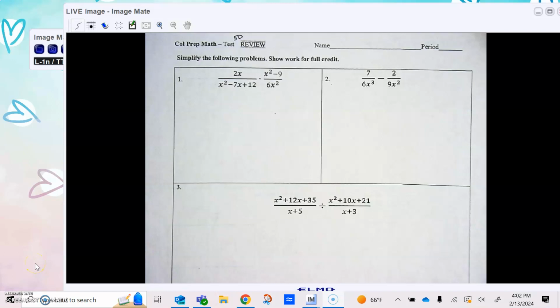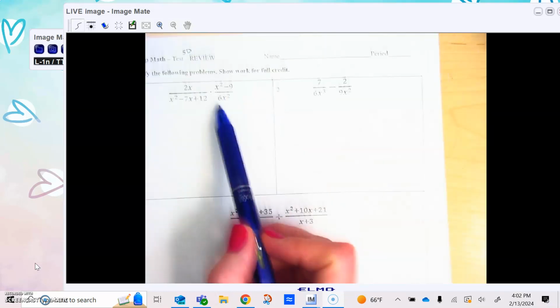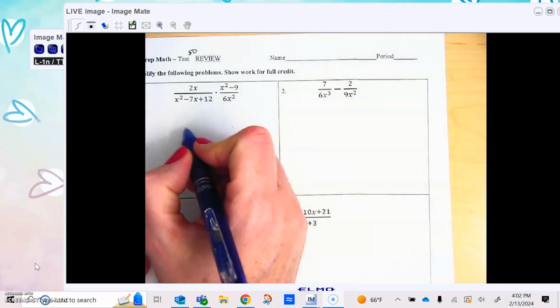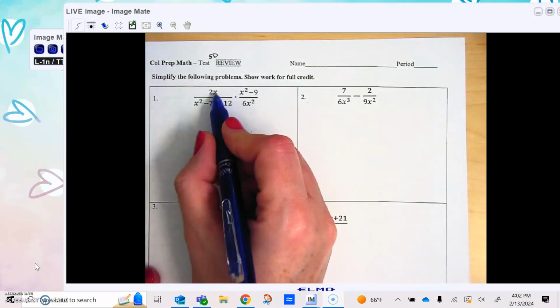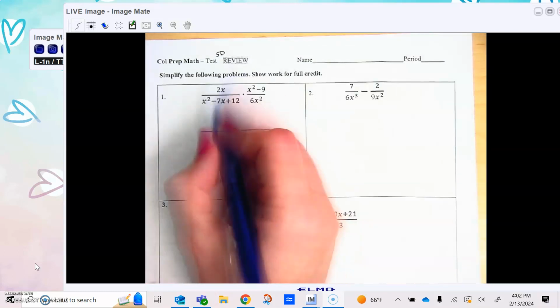Okay, here is our test review video. In this first problem, we are multiplying fractions and we will need to factor as we go. Remember, multiplying goes across the top and bottom. You combine everything. So in this first numerator, I can't factor.